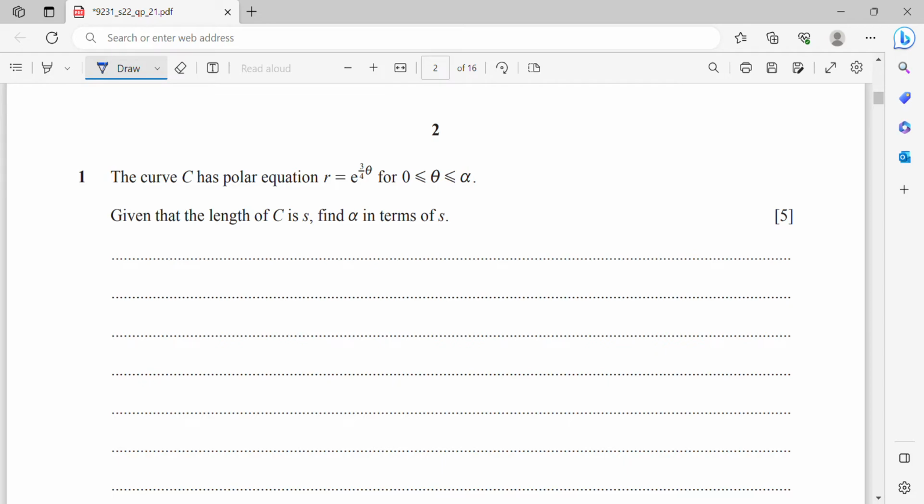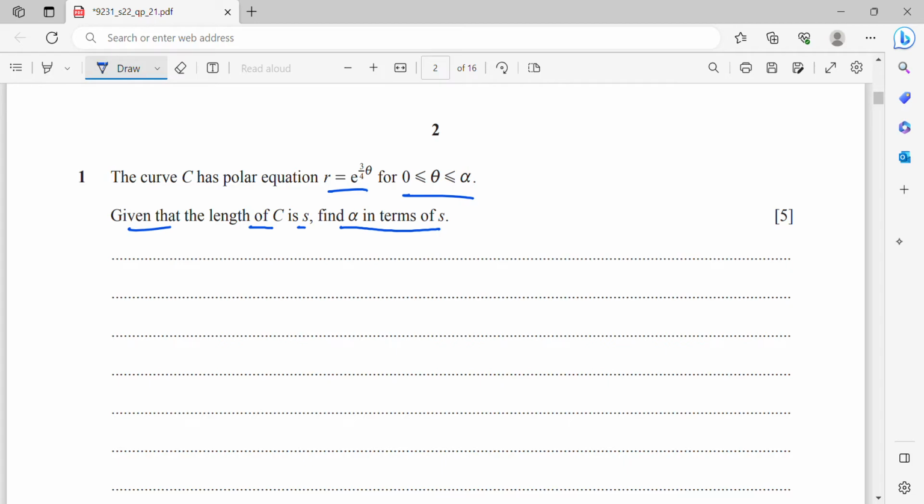Question 1. The curve C has polar equation r equals e to the power of 3 over 4 theta, whereby theta is defined from 0 to alpha, inclusive of both. Given that the length of C is S, find alpha in terms of S.